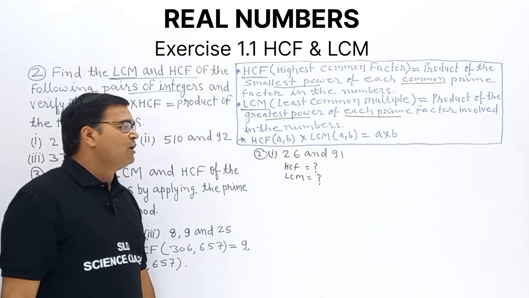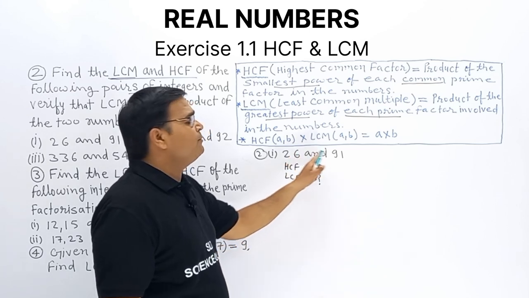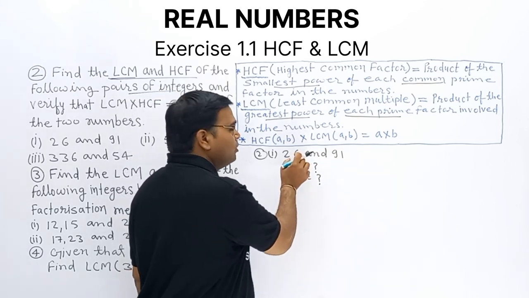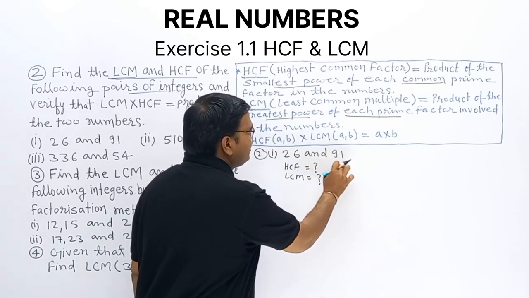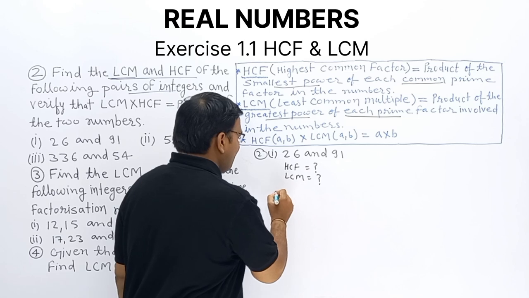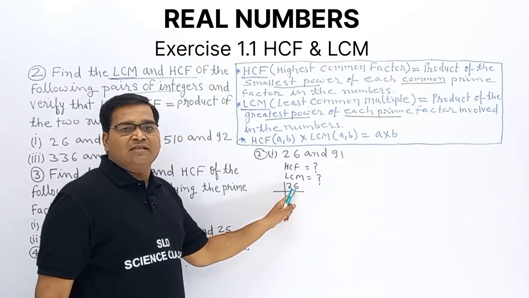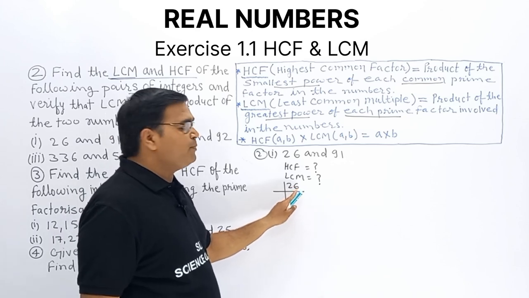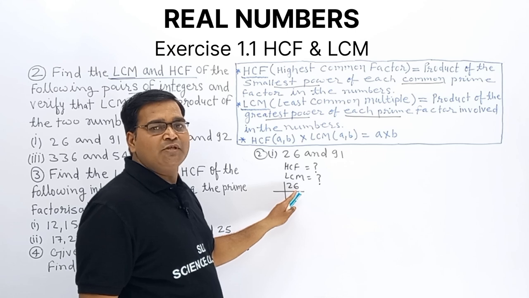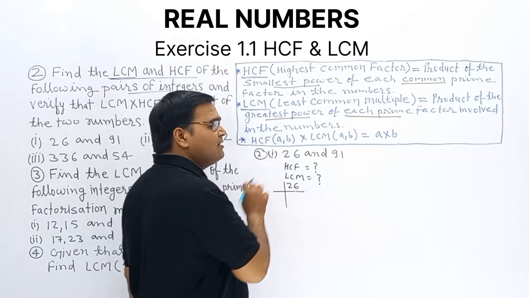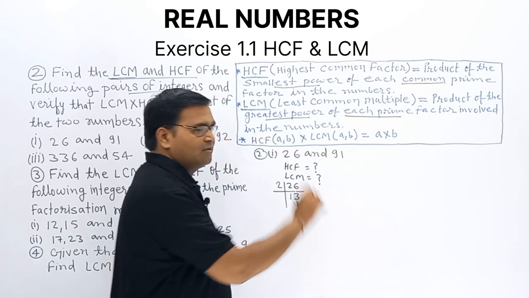So how will we solve? First, whatever numbers are given, use prime factorization to find prime factors. So we will do the long division method. By using the long division method we will find the prime factors of 26 and 91. So I am using long division on 26. Now 26 is divisible by 2. Why? Because the unit place is having 6. If the unit place is having 0, 2, 4, 6, 8, then we can say that the number is divisible by 2.